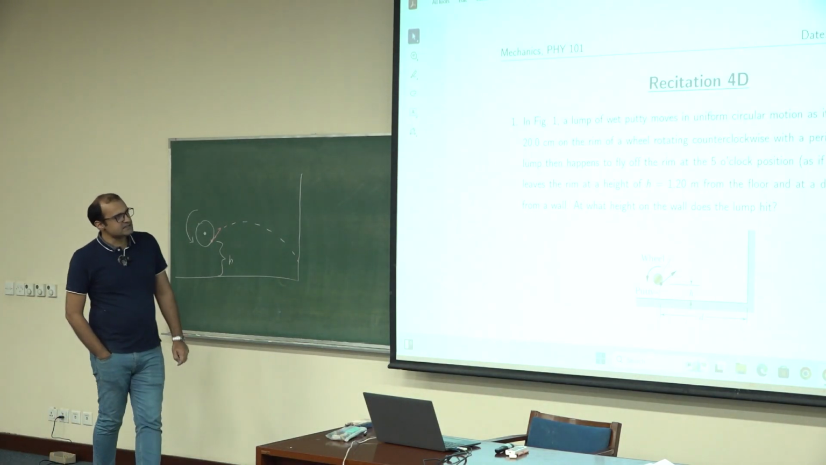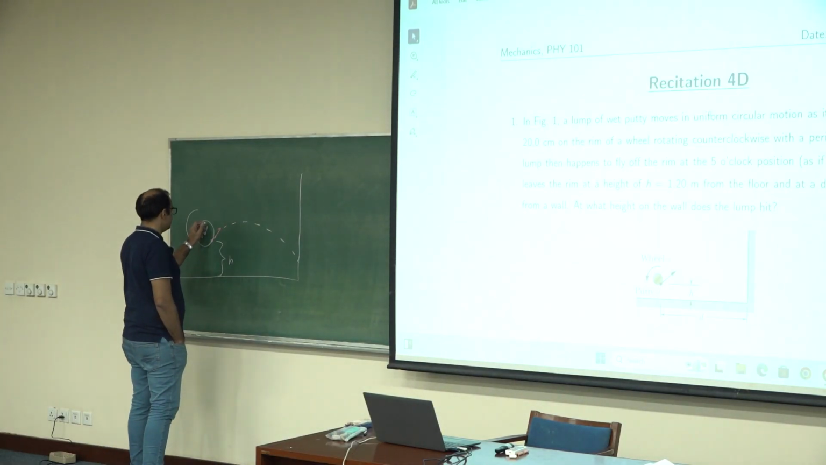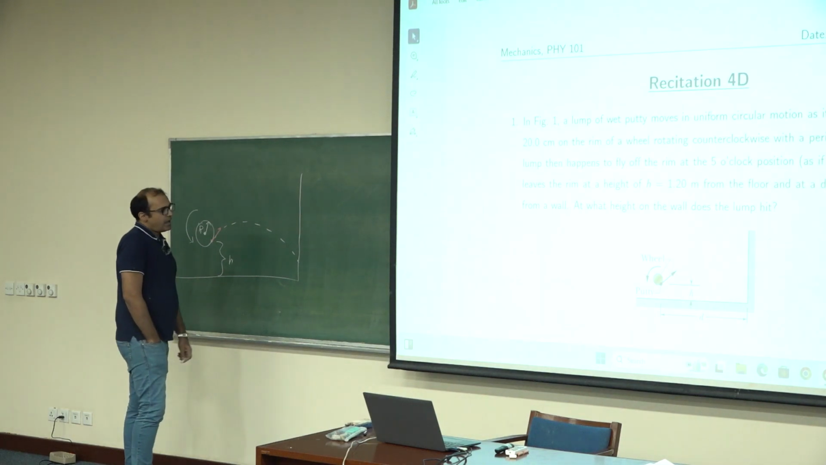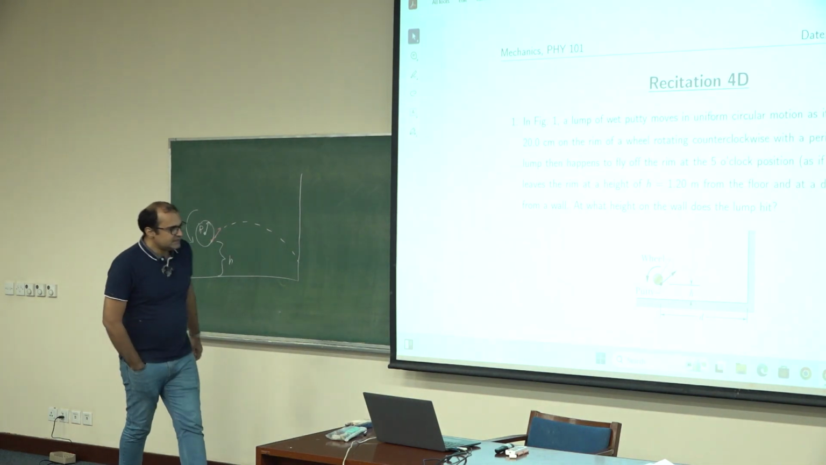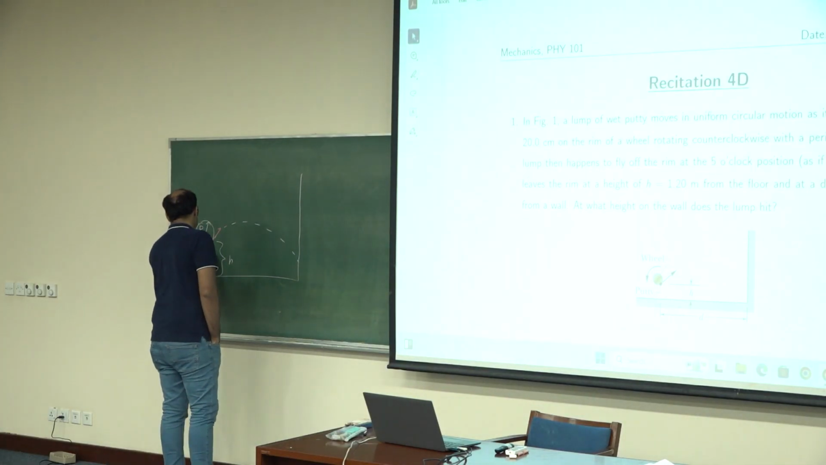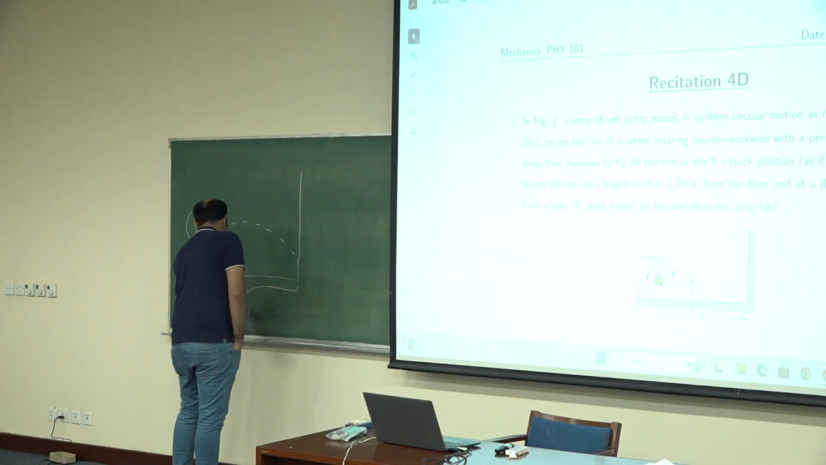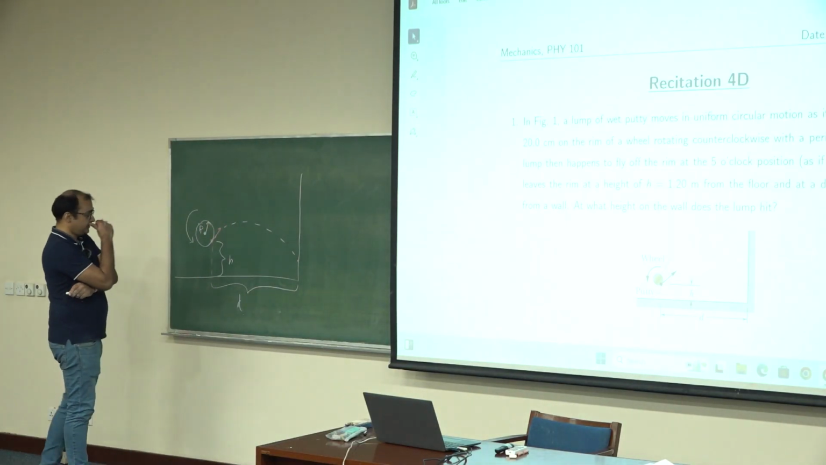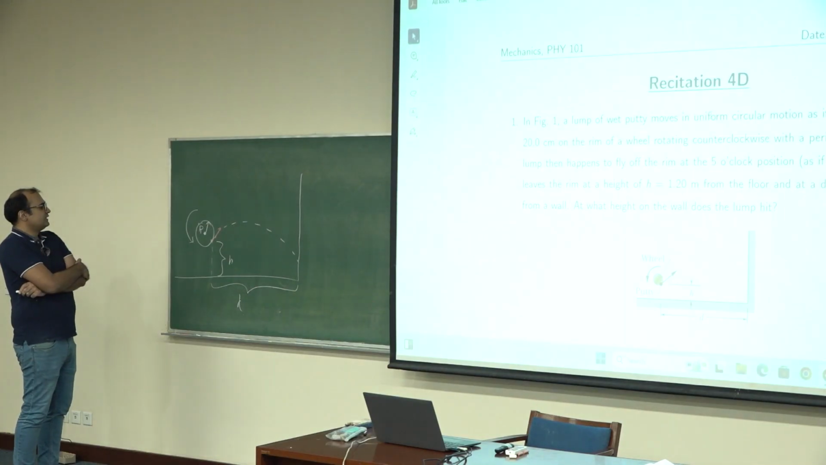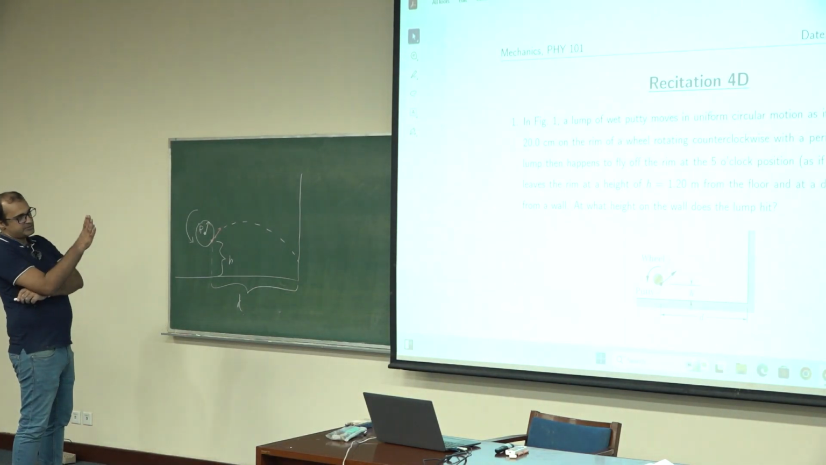The height h is given from the floor. The radius of this wheel is given, so you know that is capital R. Okay, and what else is given? You know essentially the distance that this makes from the wall, that is given to you. Okay, so the only thing that you then need to figure out is that it happens to fly off the rim at a 5 o'clock position.